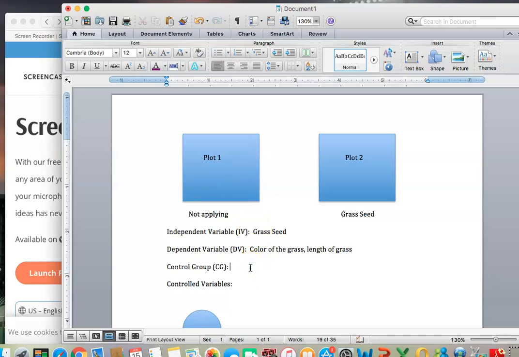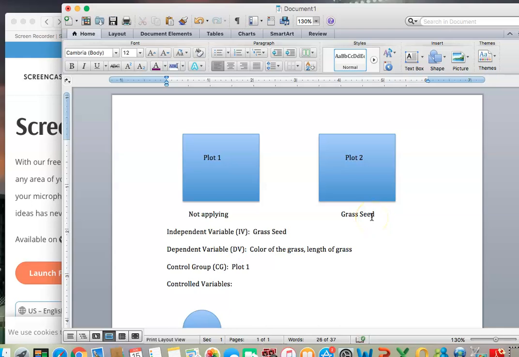Control group, that's a term that we haven't talked about yet from your PowerPoint notes. This is the comparison between the two plots that is not exposed to the independent variable. It's status quo, it's business as usual, as I usually tell my students. So in this example, the control group is going to be plot 1 of land. Controlled variables, everything should be held the same except for the exposure of grass seed.